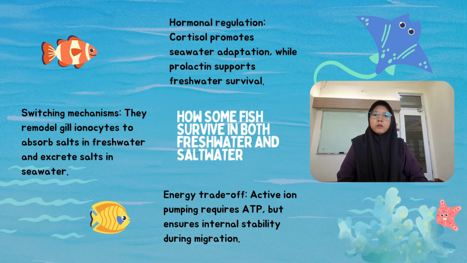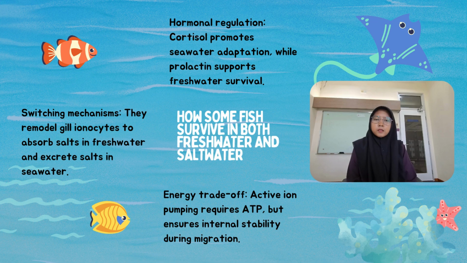Now, we will move to how some fish survive in both freshwater and saltwater. The first one is hormonal regulation. Fish use hormones to switch between freshwater and seawater environments. Cortisol helps them adapt to seawater by promoting salt excretion. Prolactin supports freshwater survival by enhancing salt uptake and water balance.